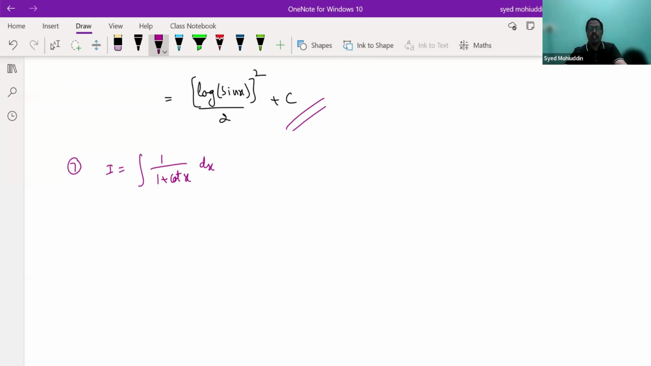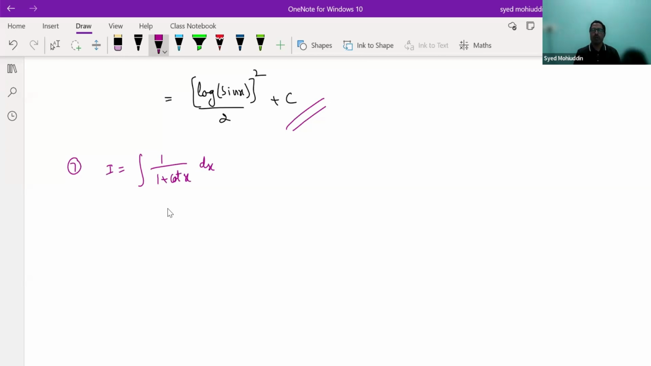Then what has to be done? The possibility is that you can go for rationalization. That is one way of solving it. You can go for rationalization and then solve it. The rationalizing factor will be what? For 1 by 1 plus cot x, the rationalizing factor will just be the opposite, 1 minus cot x. So divide and multiply by 1 minus cot of x.